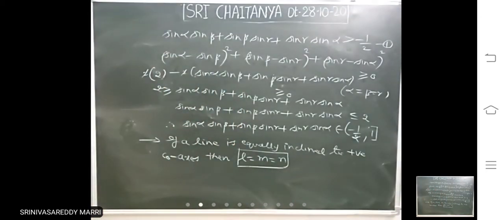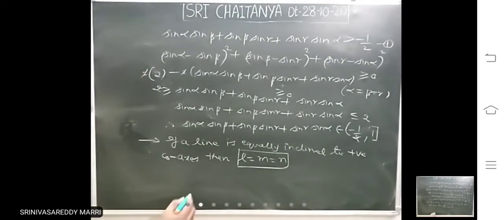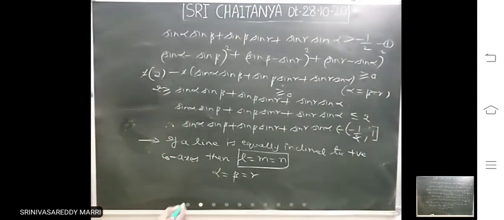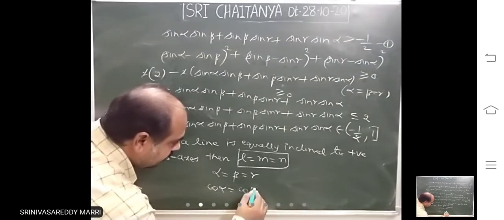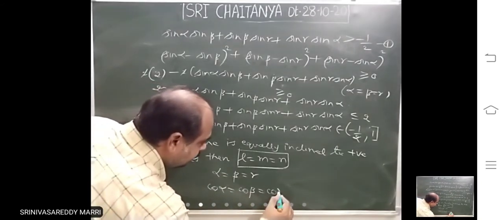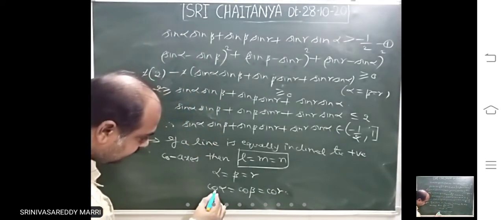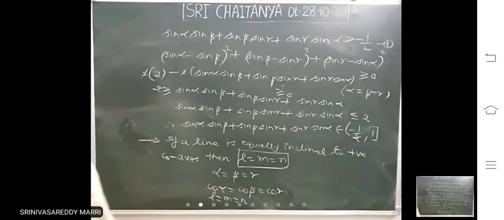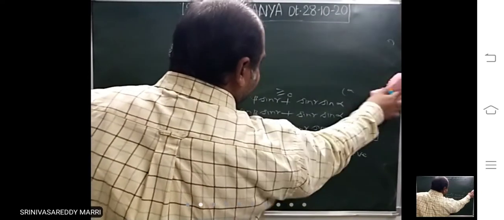Whenever a line is given as equally inclined to the coordinate axes, then the DCs are l equal to m equal to n. Given that alpha equal to beta equal to gamma, therefore cos alpha equal to cos beta equal to cos gamma. These three will be equal. So therefore l equal to m equal to n. Look at one problem, a very important relation.